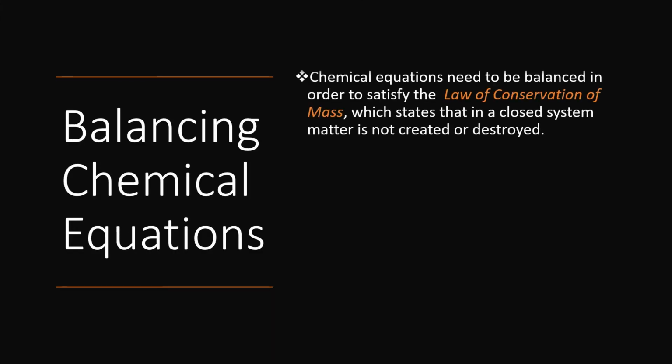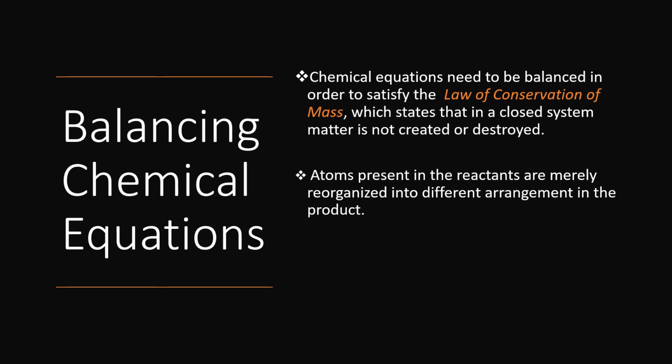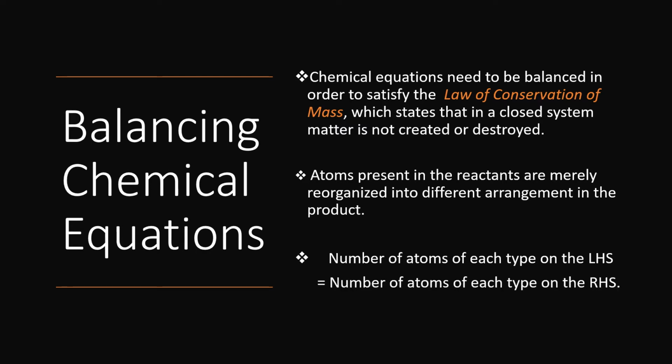Balancing a chemical equation is needed because it has to satisfy the law of conservation of mass, which states that in a closed system, matter is not created or destroyed, so it has to be balanced. Atoms present in the reactants are merely rearranged into different arrangements in the product, and the number of atoms of each type on the left-hand side of the equation must be the same as the number of atoms of each type on the right-hand side.